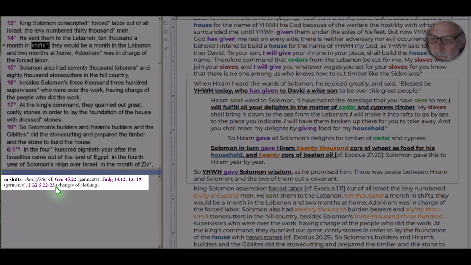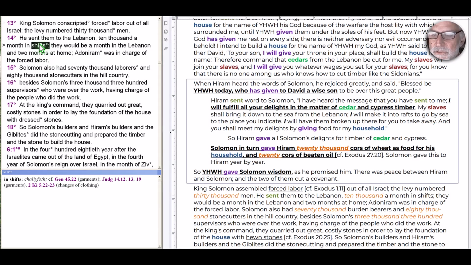The word for shifts here, haliphath, is otherwise used for changing clothes, for garments, and Joseph in Genesis 45, and for Samson here, and in other changes of clothes. So it has to do with a changing. Here it's a changing of the workers and not a changing of clothes, an interesting use of that. They would be a month in the Lebanon and 2 months at home.